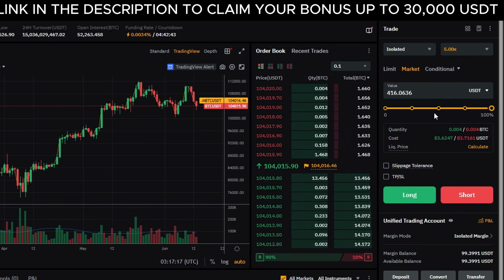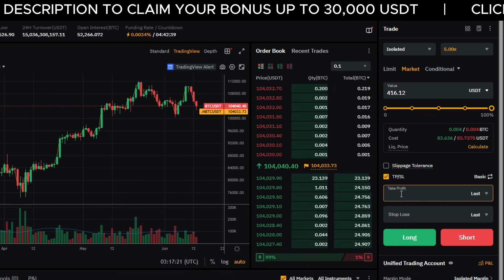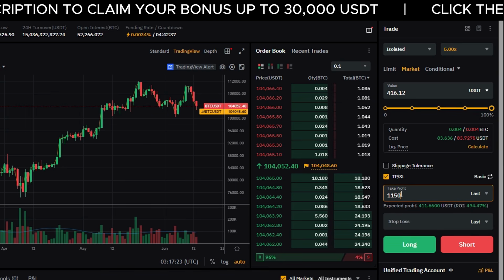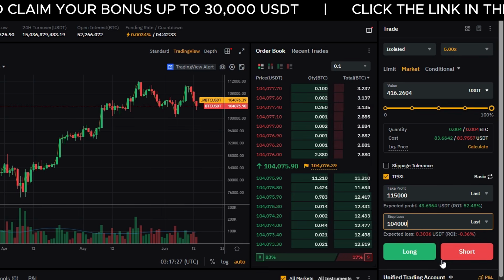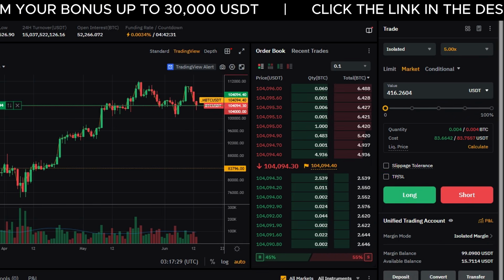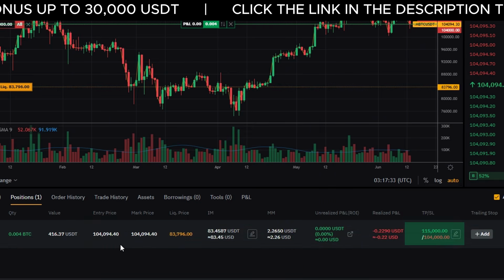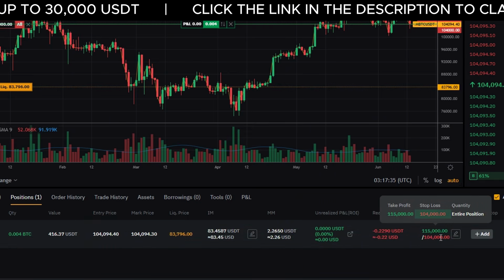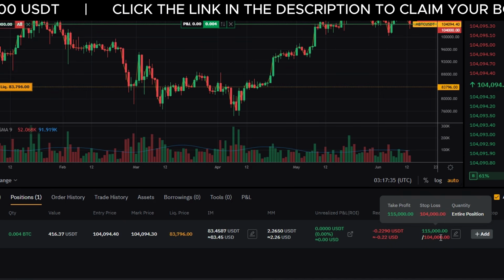We also want to protect the trade. So let's set a take profit at 115,000 and set a stop loss at 104,000. We're going long, so we click Buy Long. You'll now see the full breakdown of your trade. Market entry, target 115,000, stop loss 104,000, and a leverage of 5x.